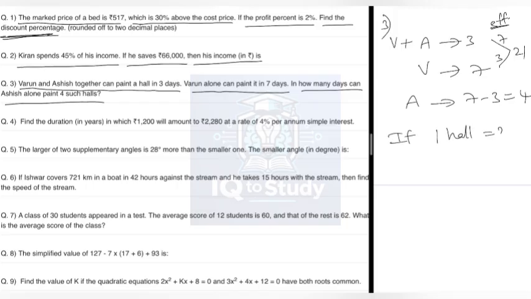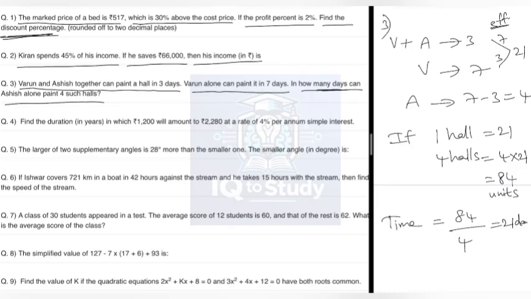If one hall is equal to 21 units, then 4 halls is equal to 4 into 21, which is equal to 84 units. We have to find the number of days he can paint 4 such halls. Then time is equal to 84 divided by 4, which is equal to 21 days.